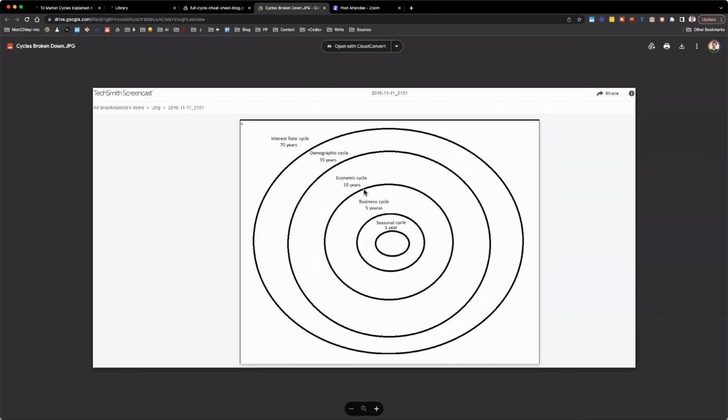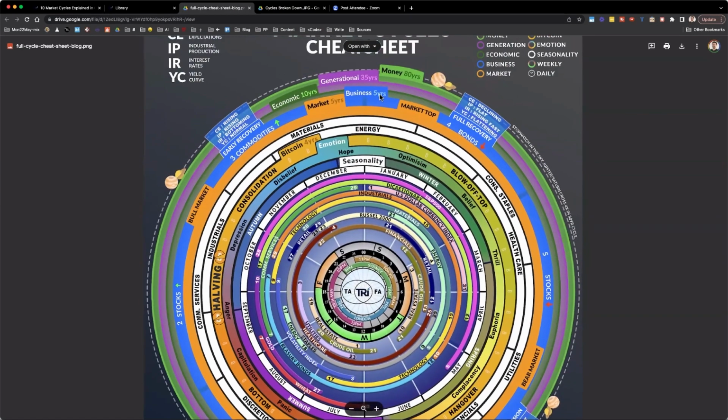And the next thing that goes out from the seasonal cycle is the business cycle, the business economic cycle, 5 years and 10 years. So an economic cycle is kind of 2 business cycles, and then a demographic cycle is kind of 3 economic cycles. It gets a lot less connected the further out you go, and there's a lot less information the further out you go here.